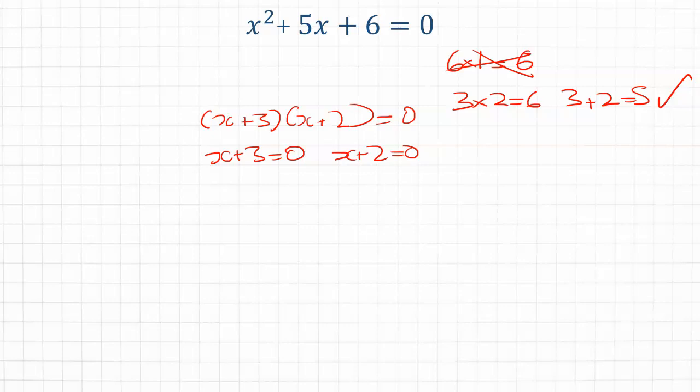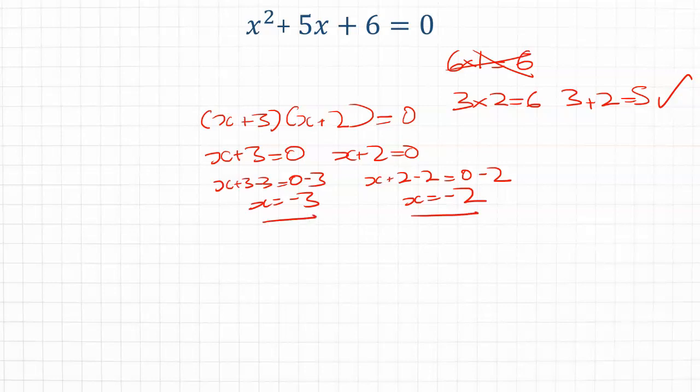In order to solve x plus 3 equals 0, we take away 3 from both sides and end up with x equals minus 3. Similarly, with x plus 2, we take away 2 from both sides and end up with x equals minus 2. Therefore, the two values of x that make x squared plus 5x plus 6 equals 0, i.e. the two solutions, are x equals minus 3 and x equals minus 2.